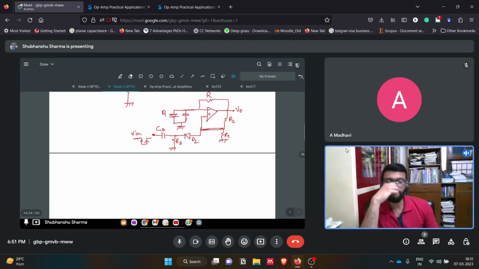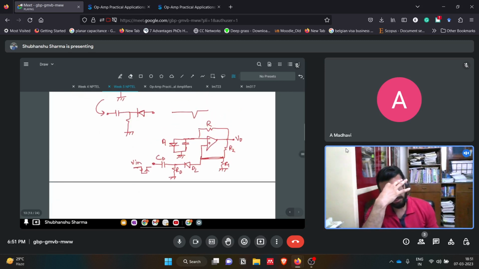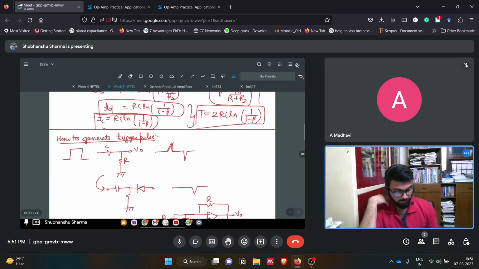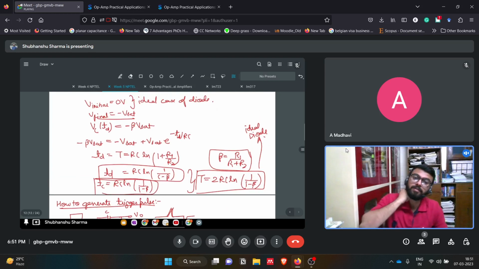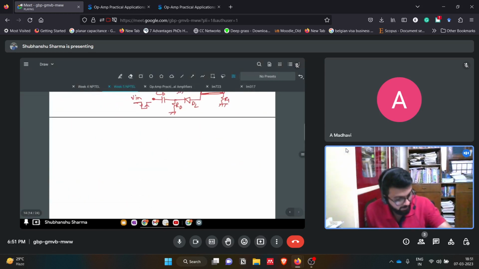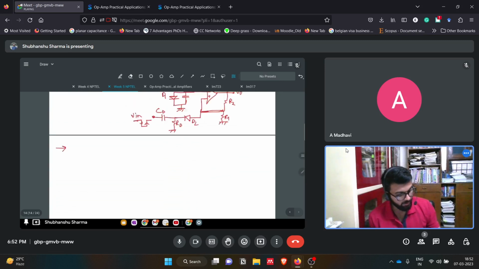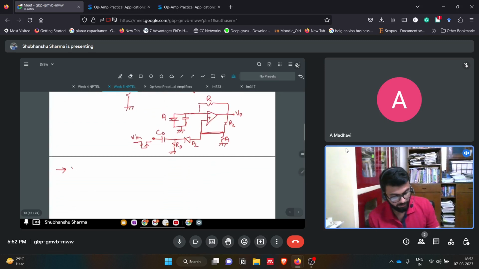So till now we talked about lots of non-linear applications of op amp, like Schmitt trigger, comparators, window detectors, and then monostable multivibrators and astable multivibrators. These are all really important. We saw the applications of these circuits also, and after going through these non-linear applications, we'll see another topic.